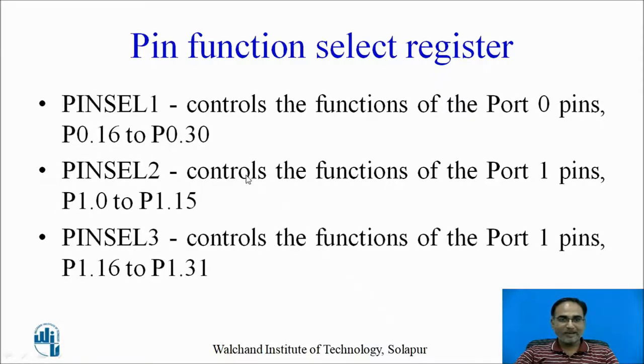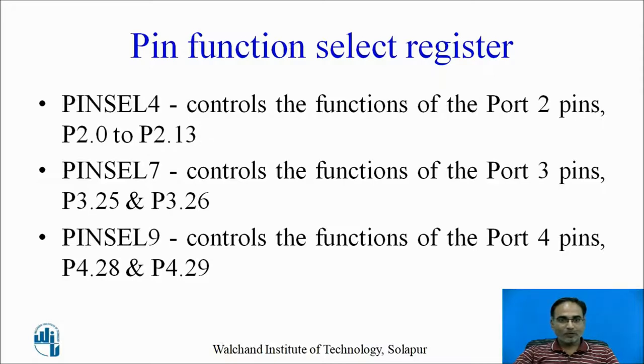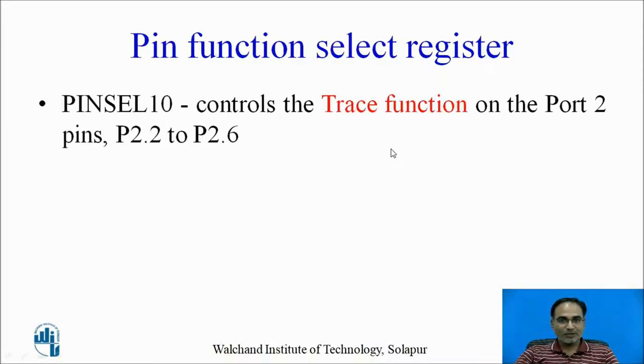So this is the summary for the remaining PINSEL registers. PINSEL1 is used to control the functions of port 0 pins P0.16 to P0.30. PINSEL2 is used to control the functions of port 1 pins, ranging from P1.0 to P1.15. PINSEL3 is used to control the functions of port 1 pins P1.16 to P1.31. The PINSEL4 register controls the function of port 2. PINSEL7 only controls 2 pins of port 3, P3.25 and P3.26. Remaining pins are reserved, not available for the user. PINSEL9 controls 2 pins of port 4, P4.28 and P4.29. PINSEL10 controls the trace function of port 2 pins, P2.2 to P2.6.